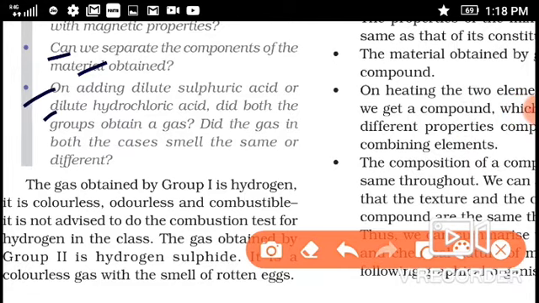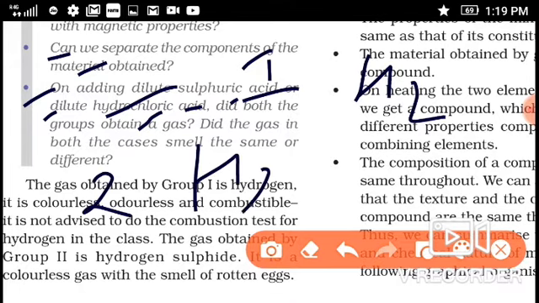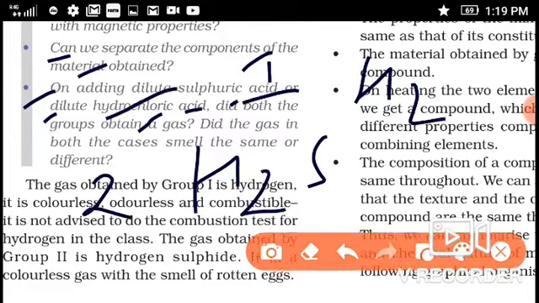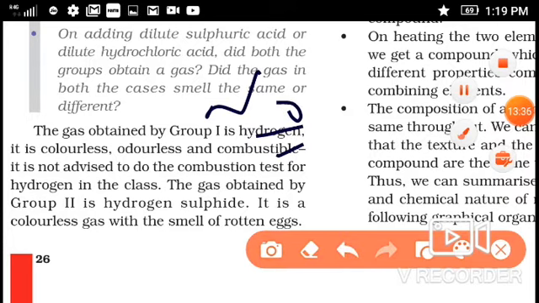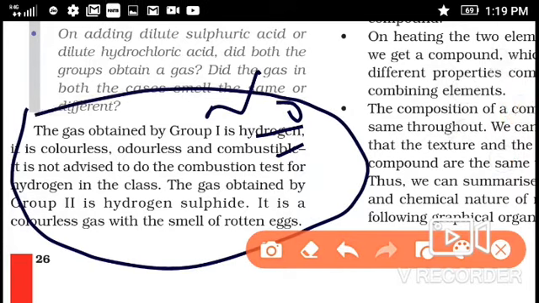On adding dilute sulfuric acid or dilute hydrochloric acid, did both the groups obtain gas? Yes. Group first obtains hydrogen gas and group second obtains hydrogen sulfide gas. Did the gas in both the cases smell the same? No. Here is the answer to the questions.